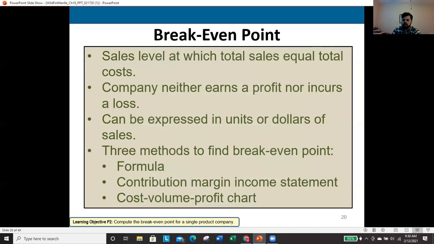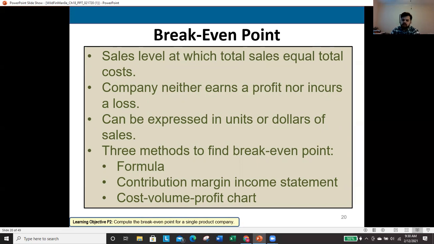And what's really good about this is we actually can calculate this in two ways. One way I can calculate this will give me my answer in terms of units. So how many units do I need to sell to actually break even? Another way that I can calculate this is in terms of dollars. So how many dollars worth of sales do I actually need to generate a profit of $0?